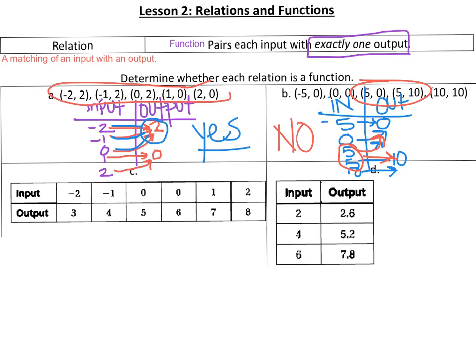Go ahead and draw a mapping diagram or look at the tables to figure out if the following examples are, in fact, a function or not. Pause the video and then check back to see your answers. All right, so make sure your answers are checked and correct. The first table was not a function because the input of 0 had 2 outputs. One went to 5 and one went to 6. The second one, it was in fact a function.